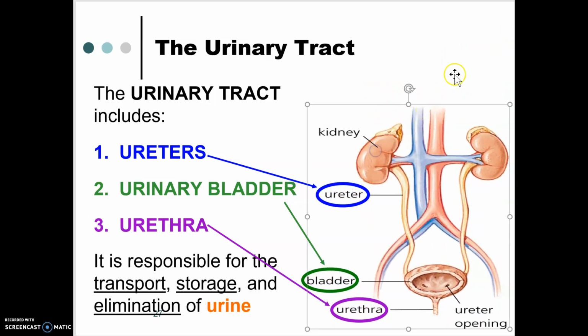There we go. After the blood passes into the kidney and exits again, filtered out, and composition adjusted, the urine is going to flow from the kidney into the ureters. From the ureters, it travels to the bladder, and then the last section of the urinary tract is going to be the urethra, which is the opening that takes the urine outside of the body. So the urinary tract is responsible for the transport, the storage, and the elimination of urine.